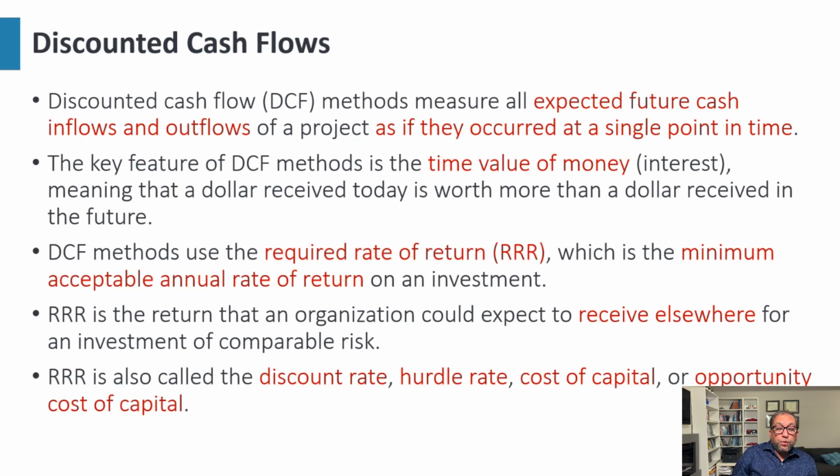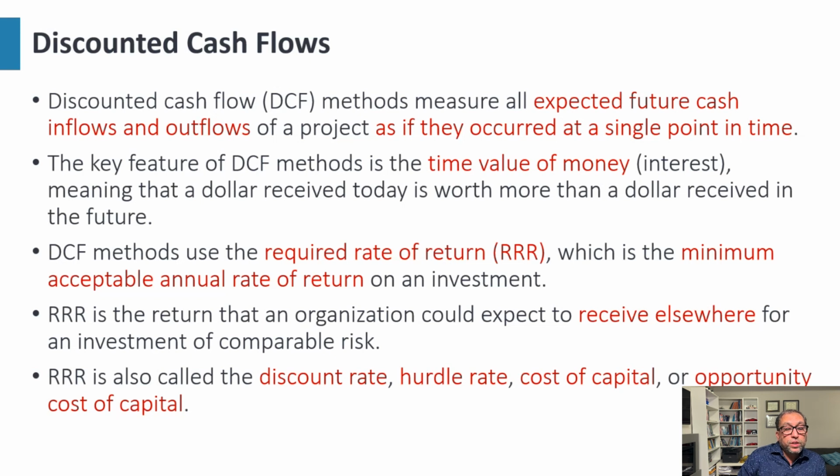Now, discounted cash flow: for calculating NPV, we need a discounted cash flow. So the discounted cash flow, DCF method, measures all expected future cash inflows and outflows of a project as if they occurred at a single point in time.